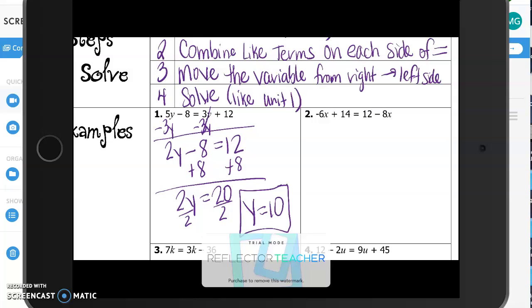Now, you don't have to always move the variable from the right to the left. You could move the left one over to the right. I just always like to have my variables on the left. As long as your constants go to one side and your variables go to the other, that's all that matters.